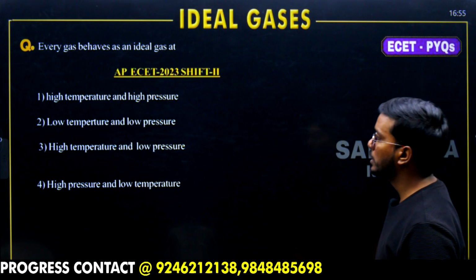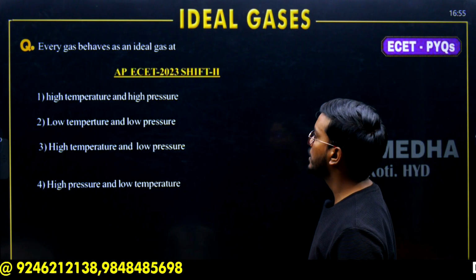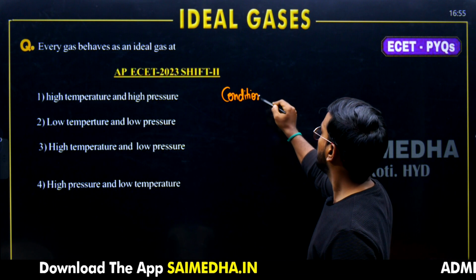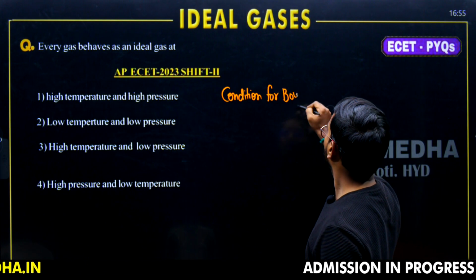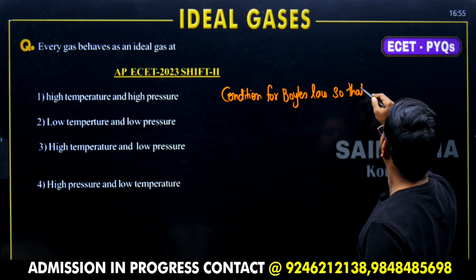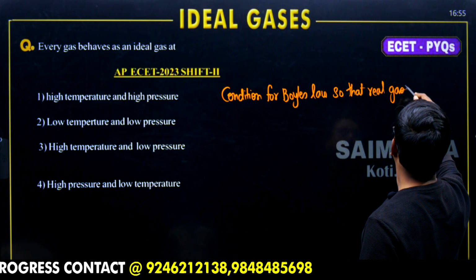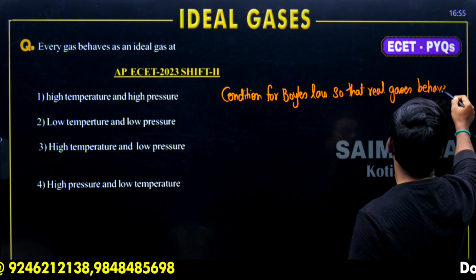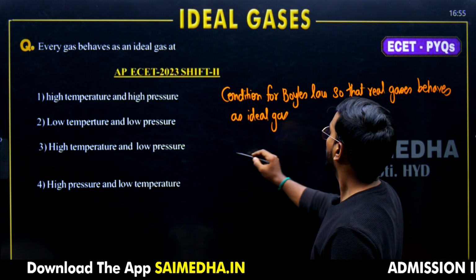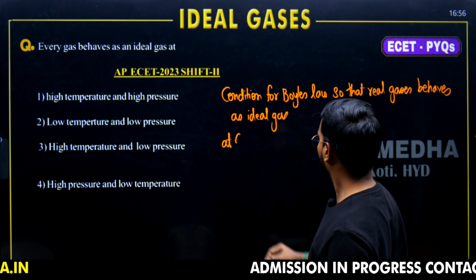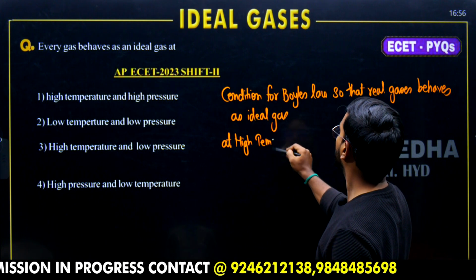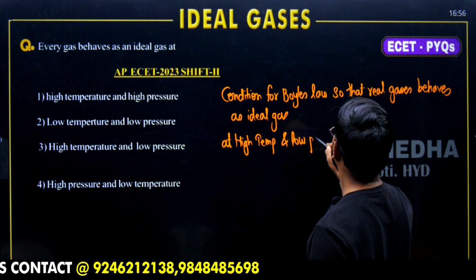Question which appeared in 2023. Every gas behaves as an ideal gas at, this is the condition for Boyle's law for real gas, so that real gases behave as ideal gas. Okay, what is that condition? At a high temperature and a low pressure.